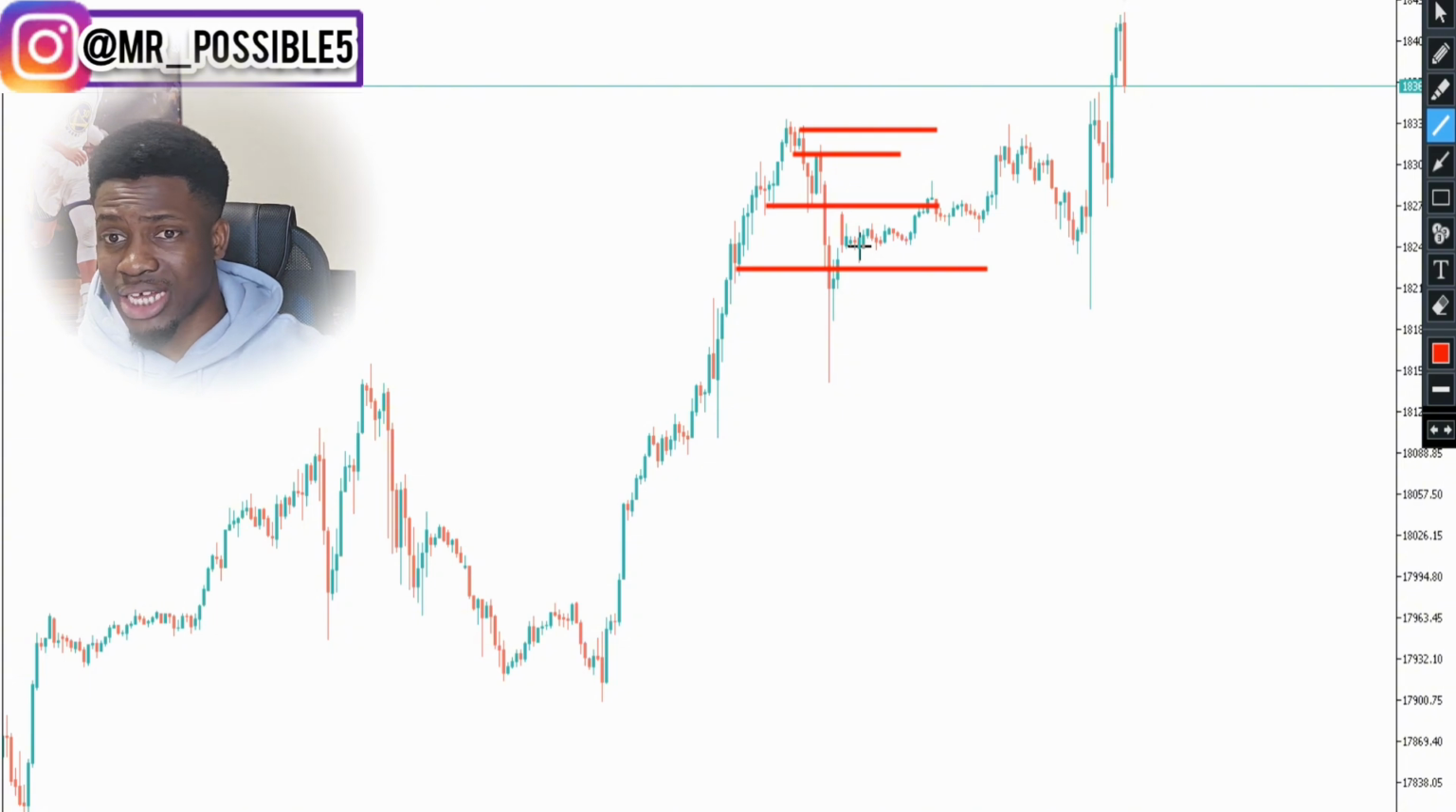Now you can see how this works. Same thing around this spot, guys. You can notice a build-up here, after which, boom, it pushed above like that. Now, it pushed.